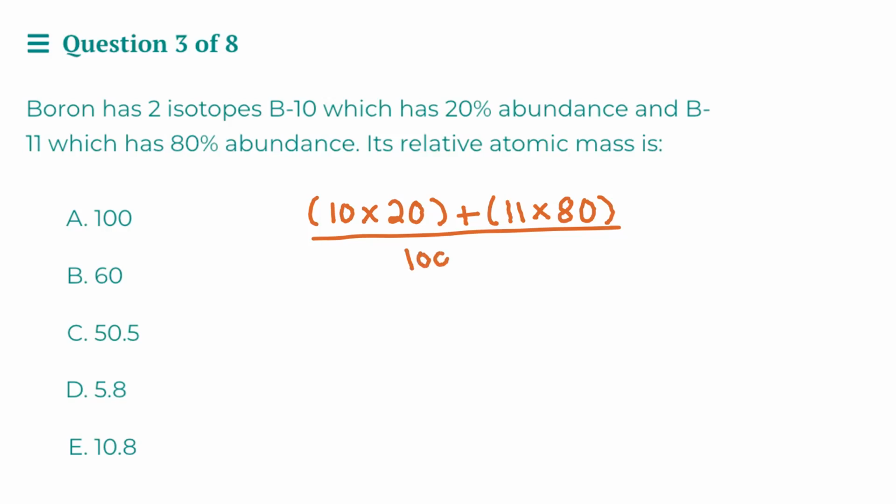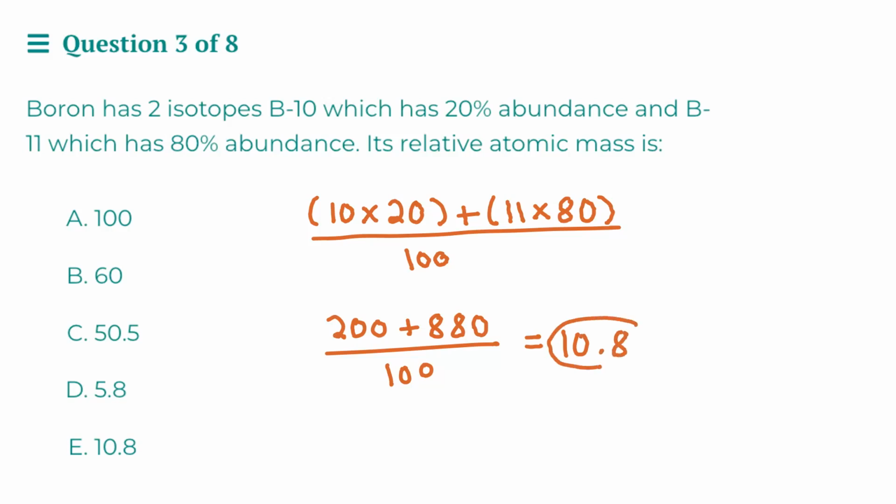Now, if we perform this calculation and simplify, we get 200 plus 880, and again, still divided by 100. So the result is 1080 divided by 100. So the final answer we're going to get is equal to 10.8. So this again confirms our previous answer that we determined through process of elimination and heuristics. So once again, the correct answer is E, 10.8.